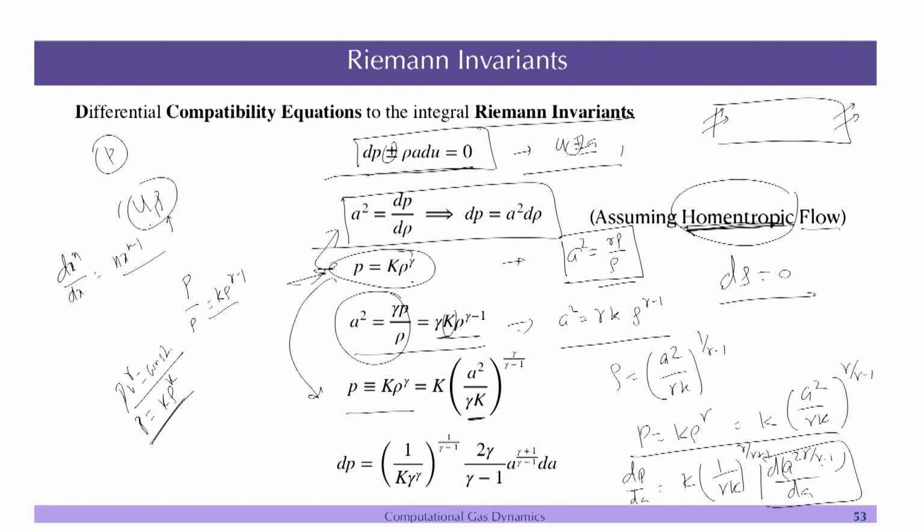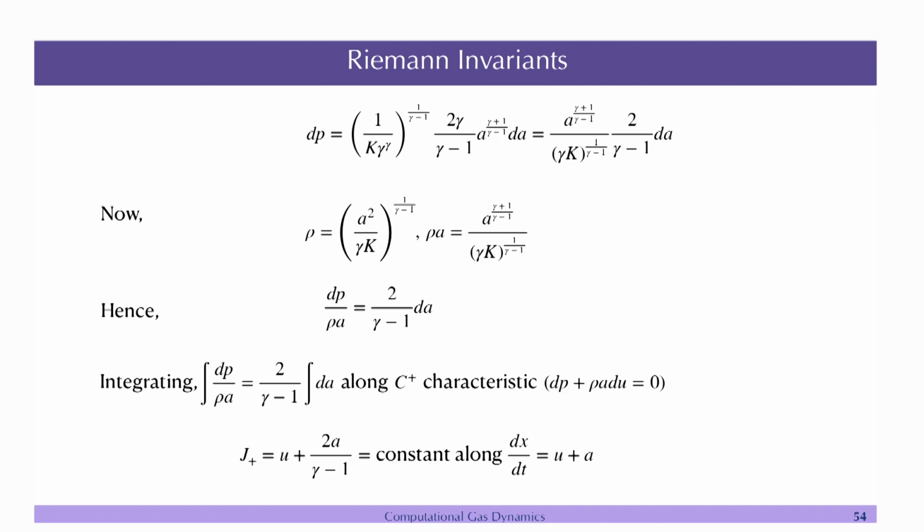So, this will be 2 gamma by gamma minus 1 will come out, okay, and then this will be a to the power 2 gamma by gamma minus 1 minus 1, right. So, this will become a to the power gamma plus 1 by gamma minus 1, right. So, this is the value of dp in terms of dA. All this part remains preserved here, and this 2 gamma by gamma minus 1, and a to the power gamma plus 1 by gamma minus 1 into dA. Why I am doing this, it will become clear shortly, okay.